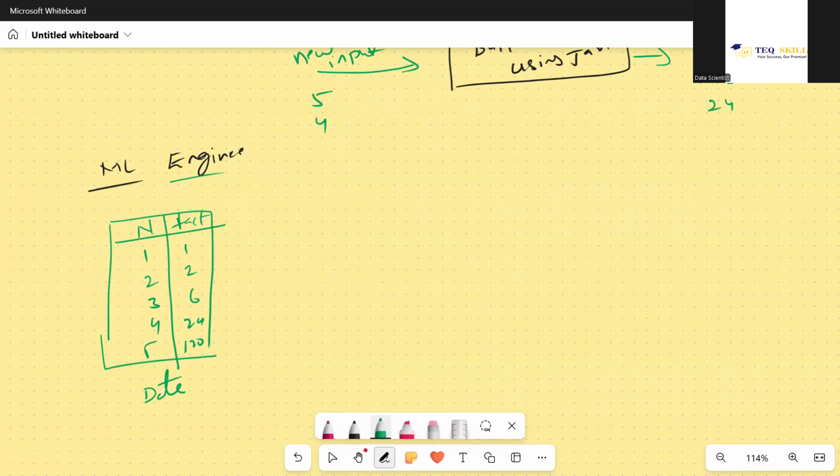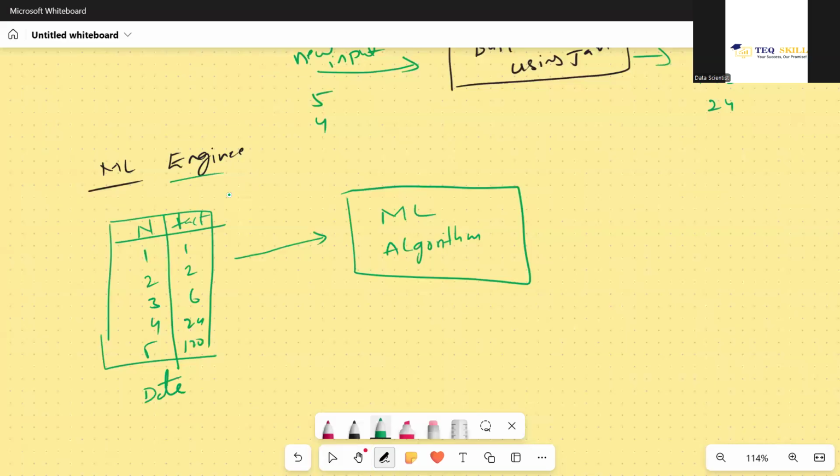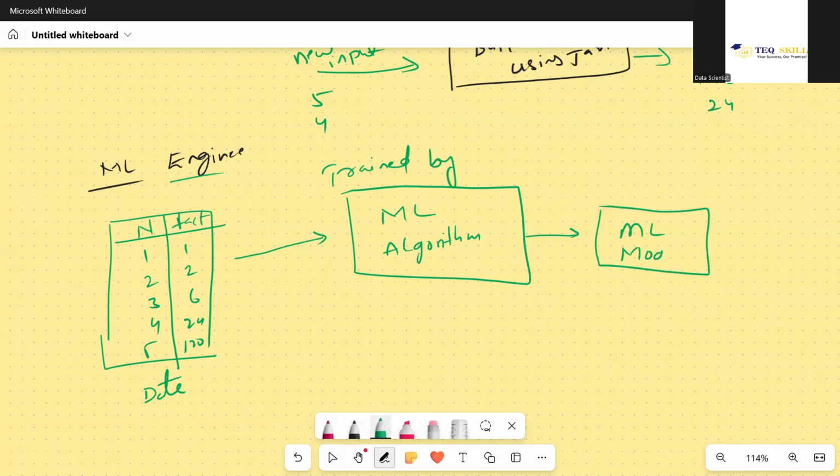What exactly does the machine learning engineer do? He trains with an ML algorithm. There are some predefined machine learning algorithms. The data we have is trained by this particular machine learning algorithm. Once the model has been trained, a model is built. The ML model has been created.